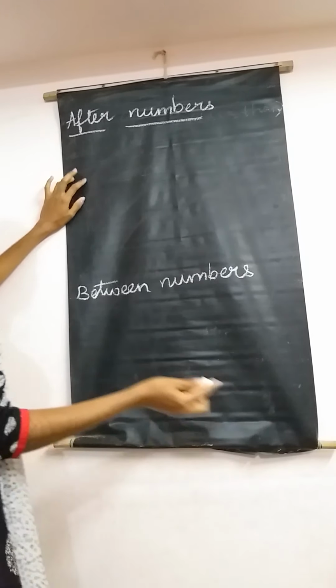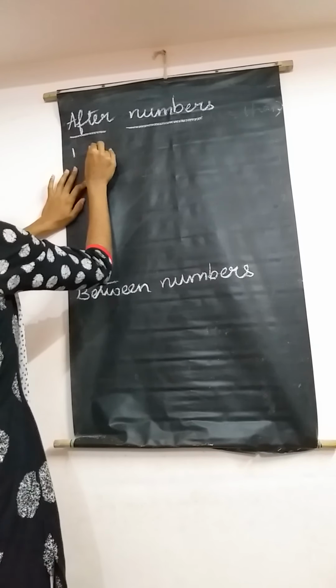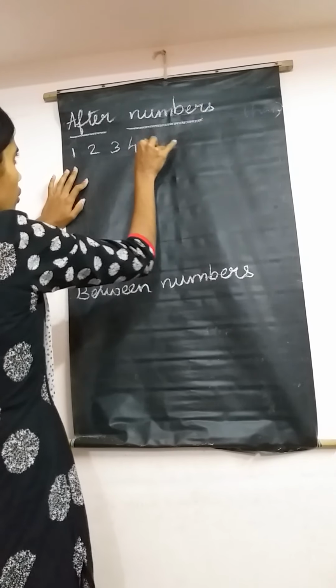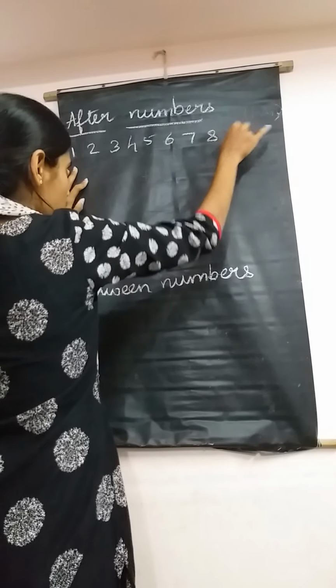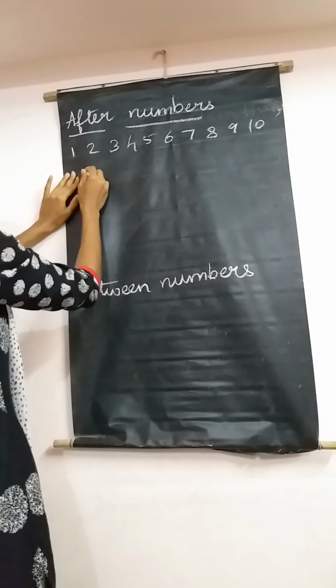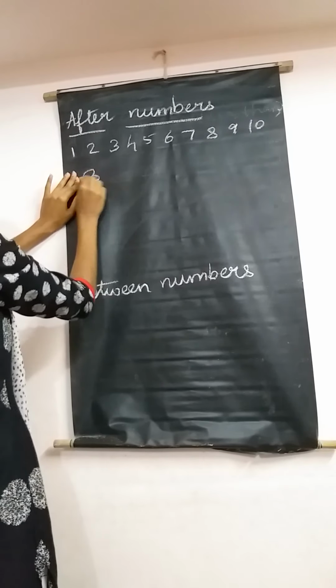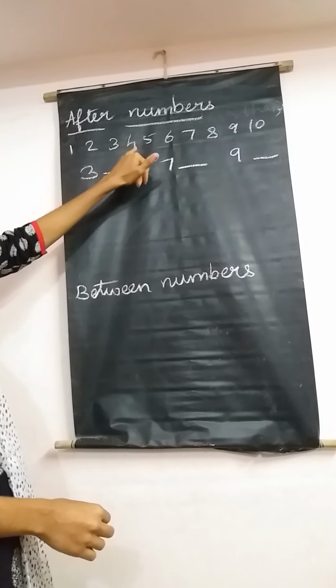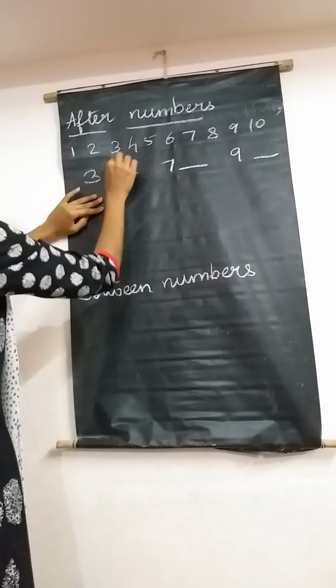Back of the number, or else the after number we can say. Now we have here once again 1, 2, 3, 4, 5, 6, 7, 8, 9, 10. Let me tell you, 3. What is the after number of 3? 4. Which is the number which is back of 3? Means the after number of 3 is 4.